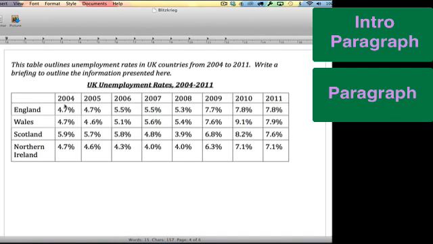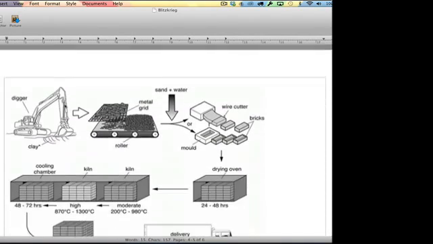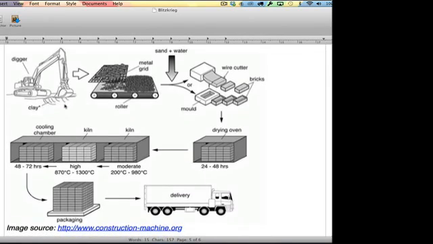And the piece could finish with a reiteration that all 4 countries show similar figures over the period in question, which would be a nice way to finish off the task 1 response. All right.